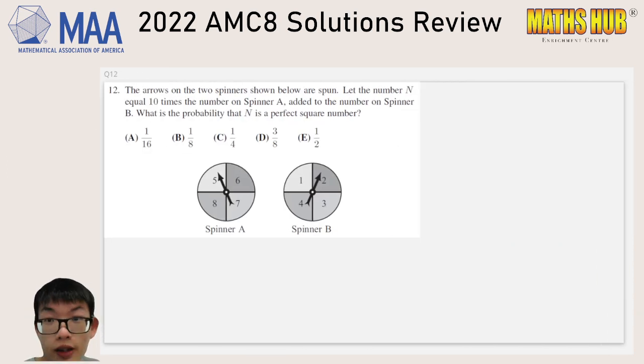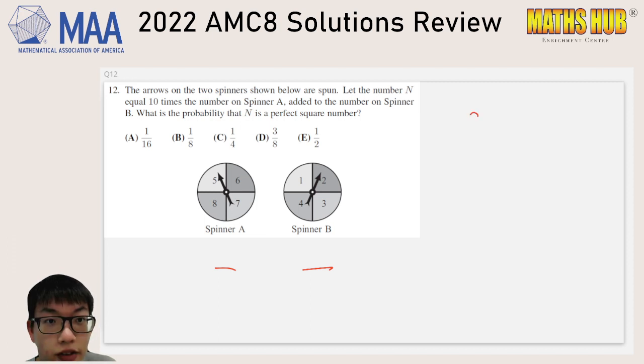Question 12. The arrows on the 2 spinners shown below are spun. Let the number n equal 10 times the number on spinner A added to the number on spinner B. So basically the first digit comes from here, the second digit comes from here. What's the probability that your number is a perfect square? Right, so we just need to look at perfect squares that start with 5, 6, 7 or 8.